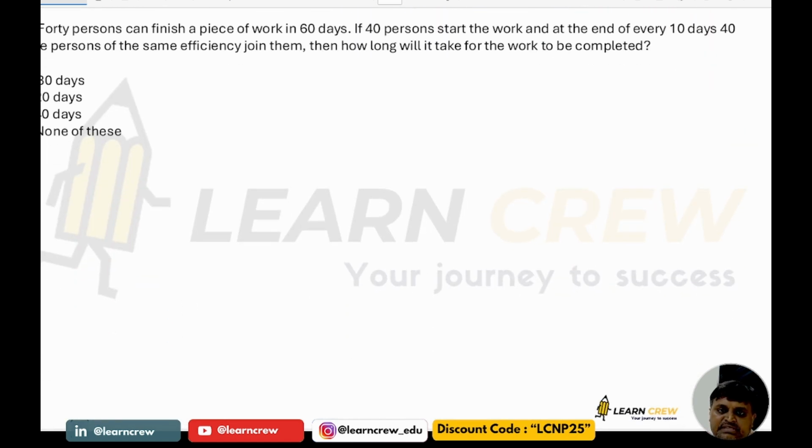40 persons can finish a piece of work in 60 days. If 40 persons start the work and at the end of every 10 days, 40 more persons of the same efficiency join them, then how long will it take for the entire work to be finished? So see here, M into D is equal to constant. M1 D1 is equal to M2 D2. So what does it mean? Efficiency into time is constant.